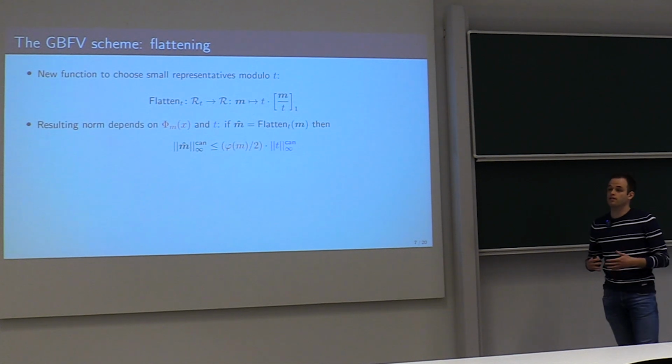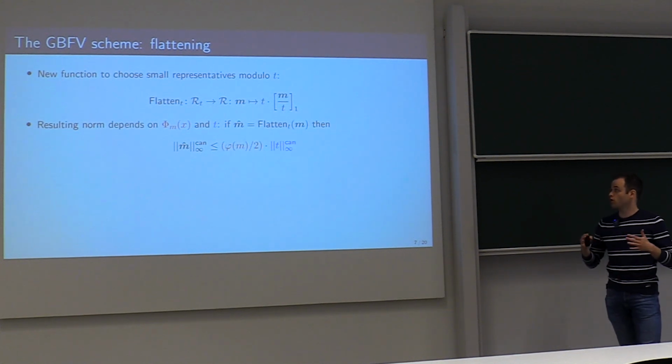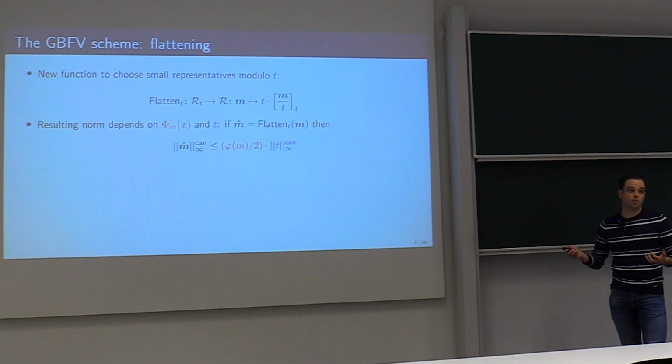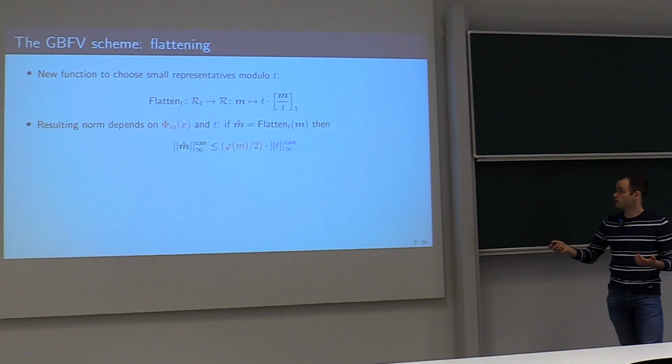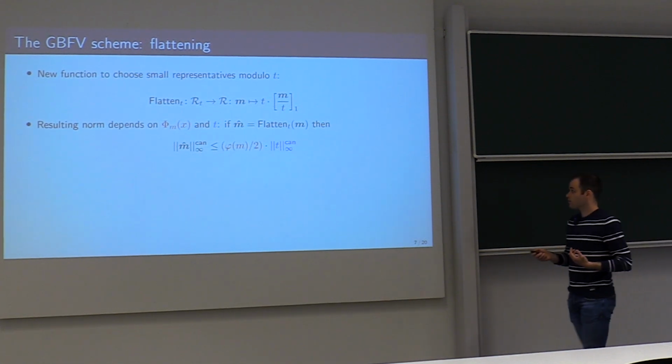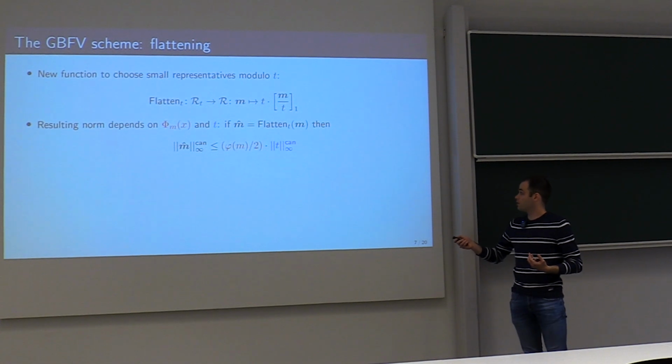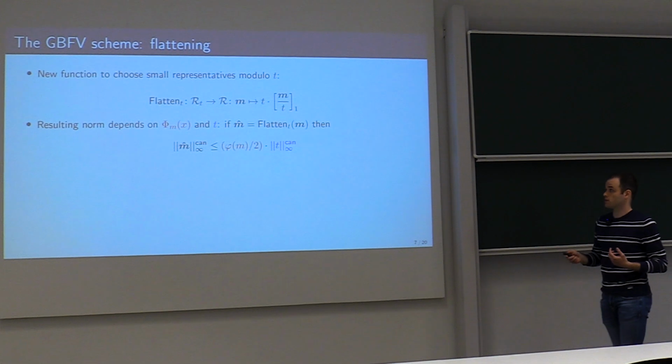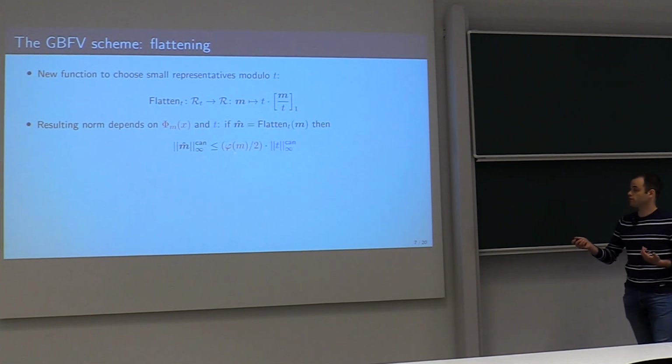Okay, so the idea of flatten is that the output will have small coefficients. When we do the analysis, it turns out that the norm of the output depends on two things. One of them is the cyclotomic ring that we compute in. This is the red vector on the slide. And the other one is the size of the plaintext modulus that we use. And from this inequality, you can see why using plaintext moduli of small norm is interesting, since this will decrease the flattening bounds.